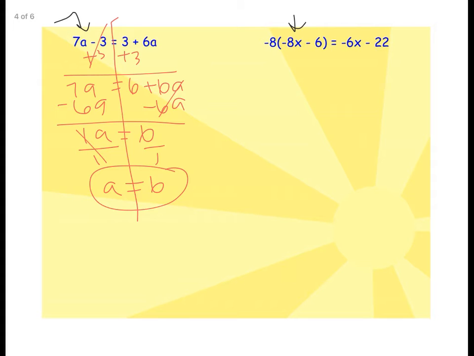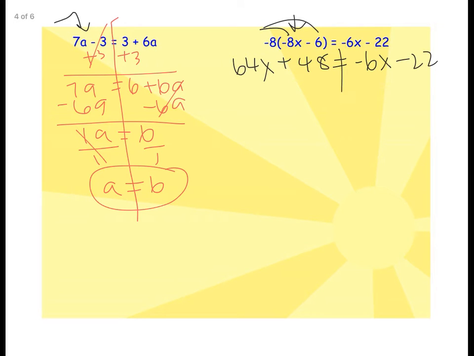I see those parentheses, so on the left side that negative 8 multiplied by negative 8x minus 6. That tells me I need to distribute that negative 8 through first. So negative 8 times negative 8x gives me 64x. Negative 8 times negative 6 gives me 48. And then I have is equal to negative 6x minus 22.